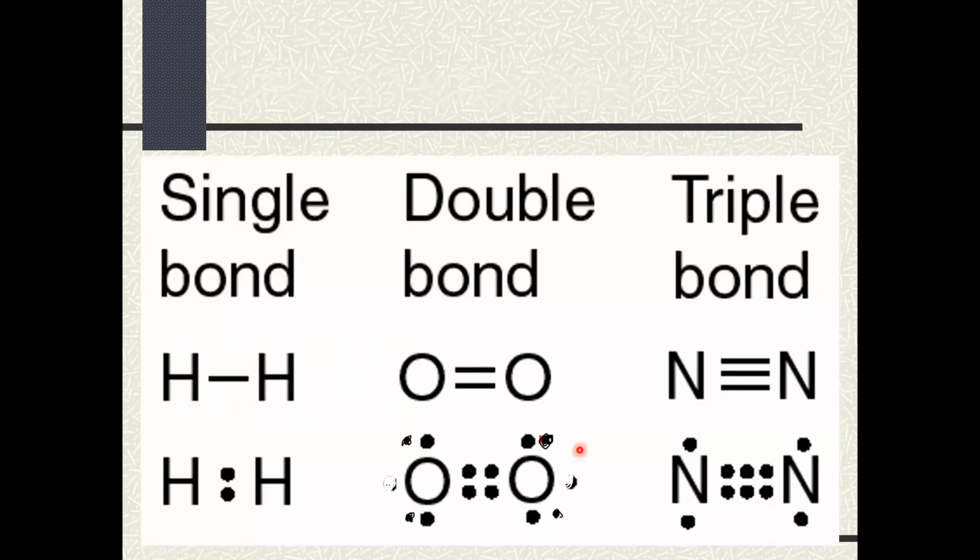So there can be single, double, or triple bonds. Single bonds occur when 1 pair is shared. Double bonds occur when 2 pairs are shared. And triple bonds, as you can guess, are where 3 pairs of electrons are shared.